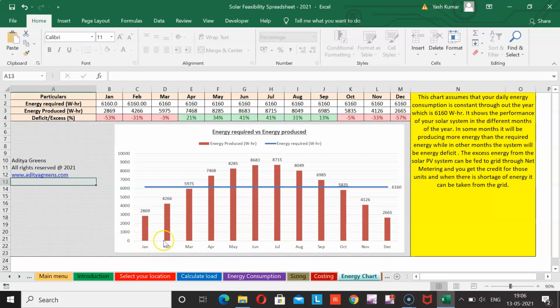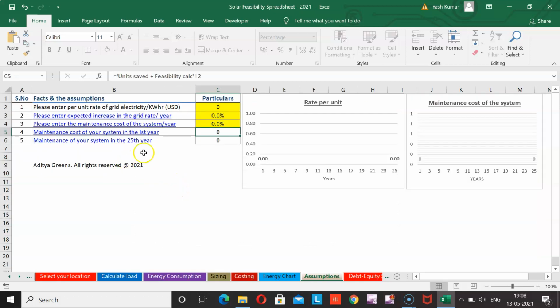In the months of January, February, March, October, November, and December, your solar power system is producing less energy than what you are expecting. While in the case of April, May, June, July, August, and September, your system is producing excess of energy than what is required by you. So in the months when your system is producing surplus energy, you can feed to the grid through net metering system, and the grid will compensate you for those extra units. So this energy chart shows you where your system is energy deficient and where it is providing more than what you are expecting.